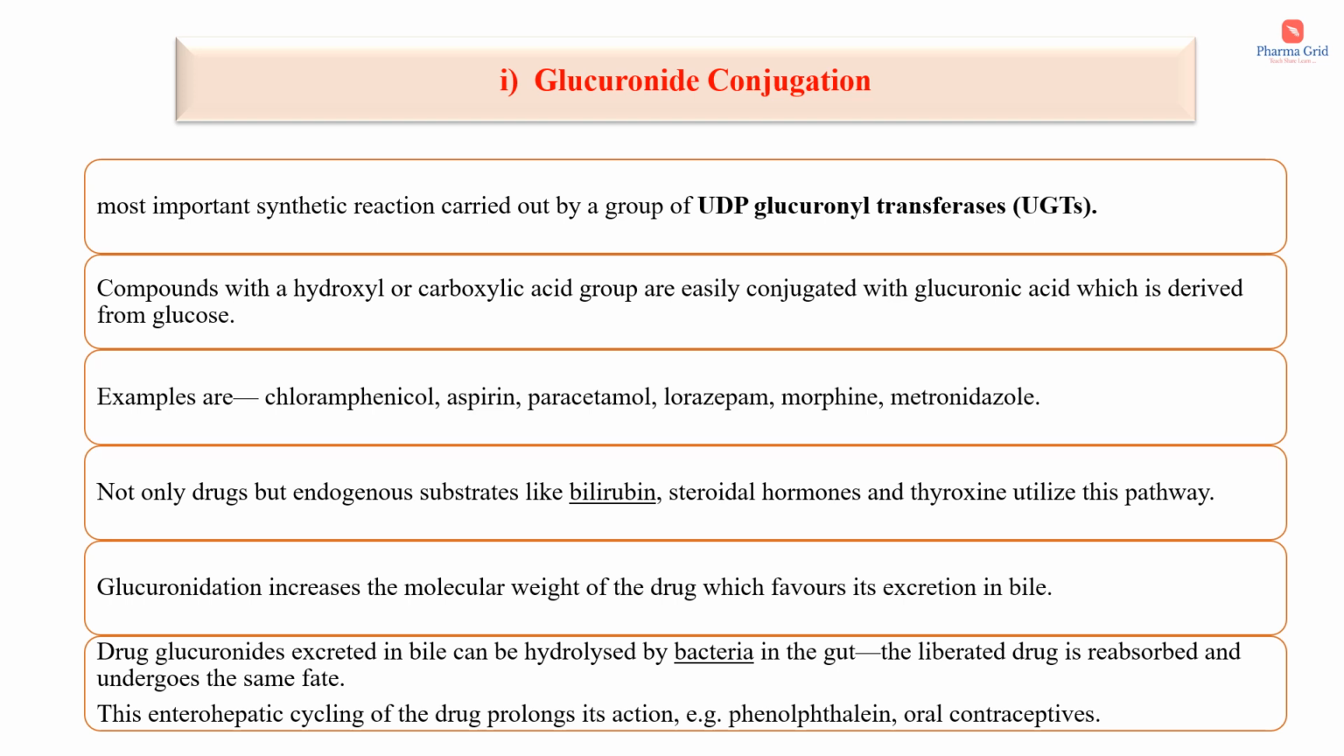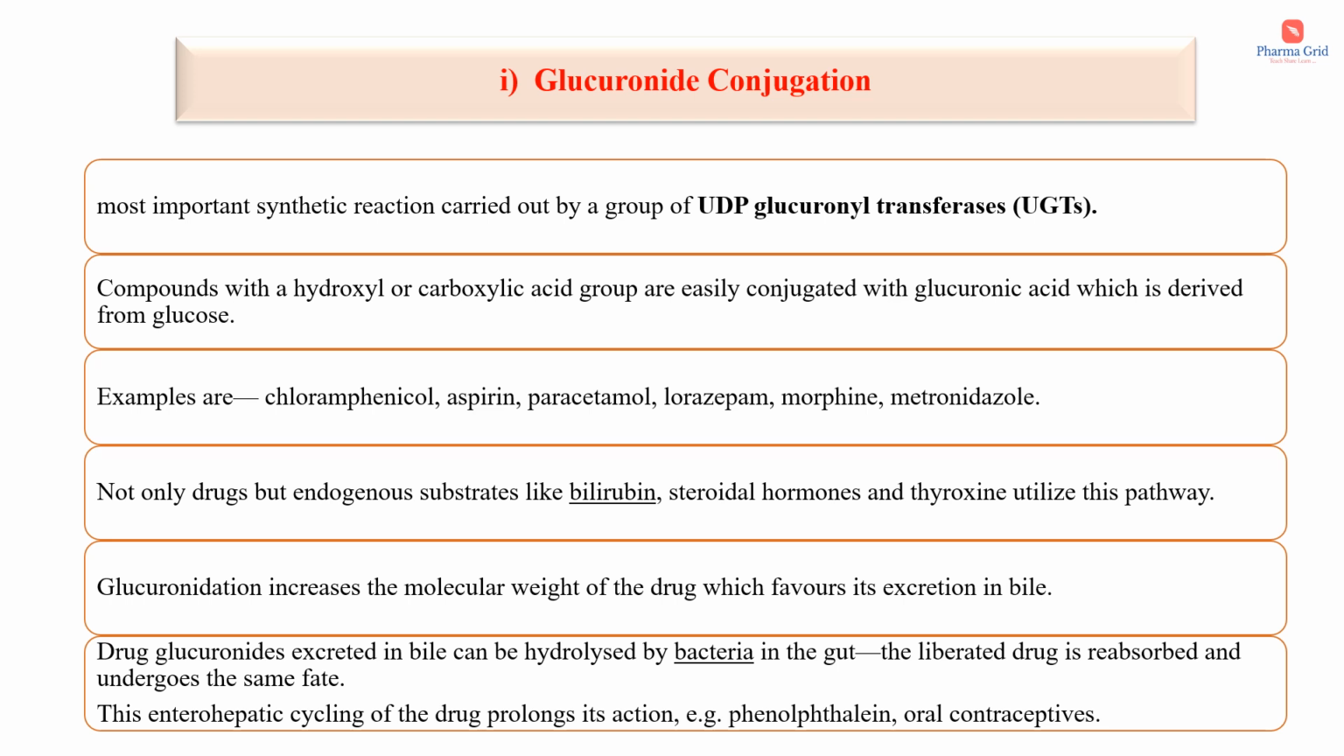Glucuronidation increases the molecular weight of a drug, which favors its excretion in bile. Drug glucuronides excreted in bile can be hydrolyzed by bacteria in the gut. The liberated drug is reabsorbed and undergoes the same fate. This enterohepatic cycling of the drug prolongs its action. For example, phenolphthalein, oral contraceptives.